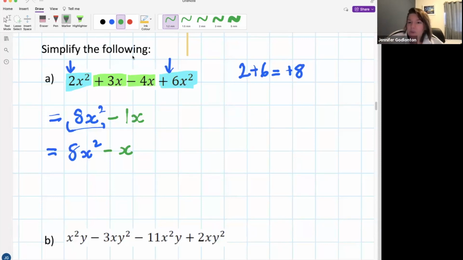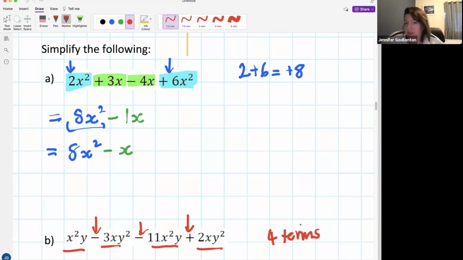So there's a difference between a like term and a term. Sorry, this is the direct message that came in. Absolutely, pluses and minuses and fractions break up terms, but that doesn't necessarily mean that they are like terms. So for example, this minus over here, this minus over here, and this plus over here, they are all separating our terms. So I have got 4 terms. But that doesn't mean that they are all like terms.